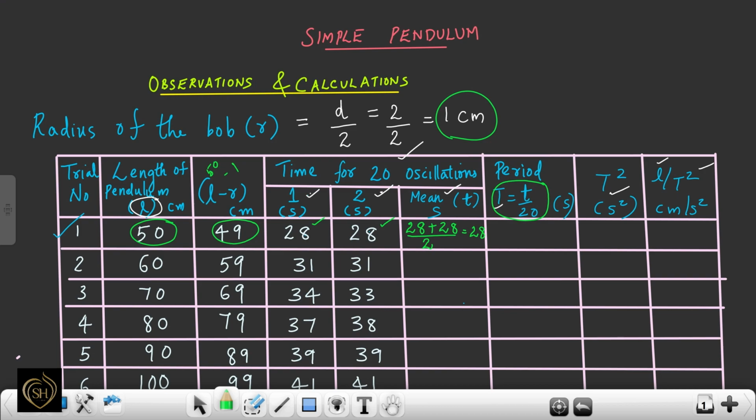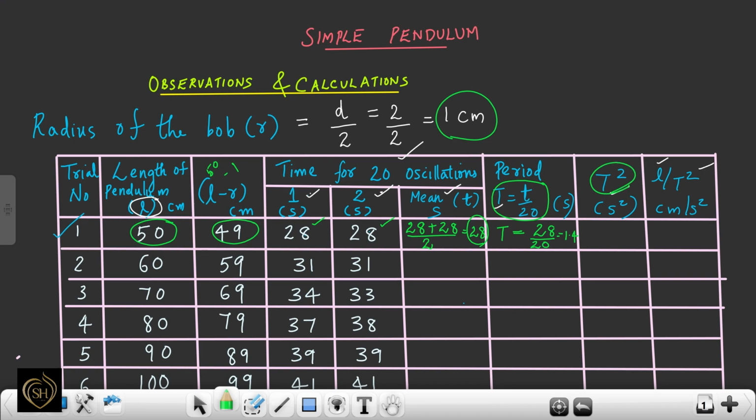Period T is equal to small t by 20. The value of small t is 28. Therefore capital T is equal to small t, 28 divided by 20. What is the value? 28 divided by 20 is 1.4. The next column is t square.